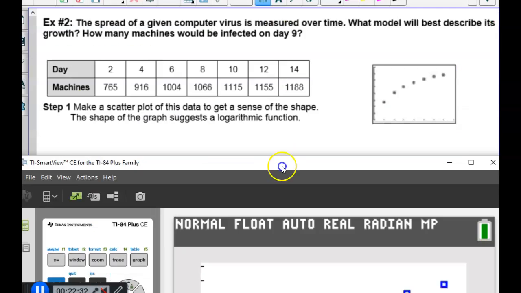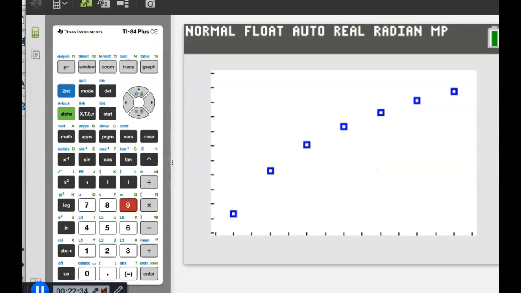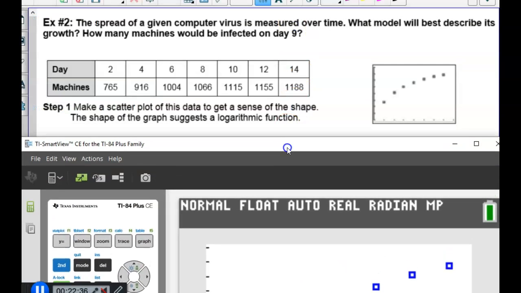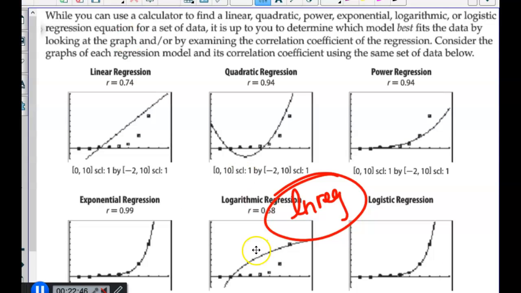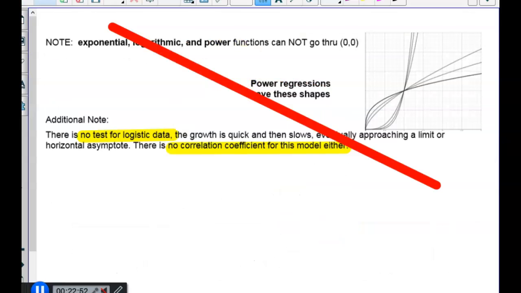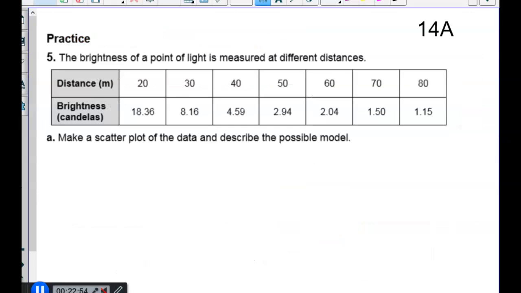Okay, did I get what it shows on your paper roughly? Okay, now it says, well, it actually says the shape suggests a logarithmic function. Okay, back here on this slide, this is logarithmic, and it is ln. It is a natural log that we're going to end up using.